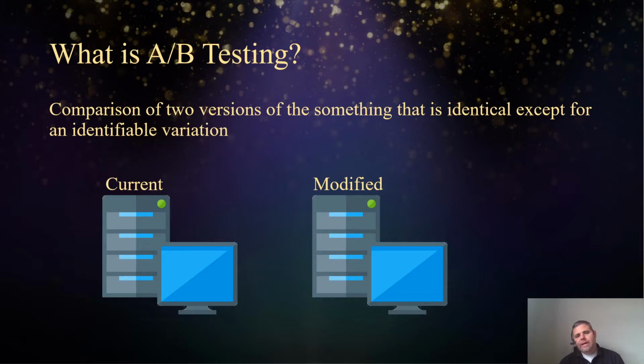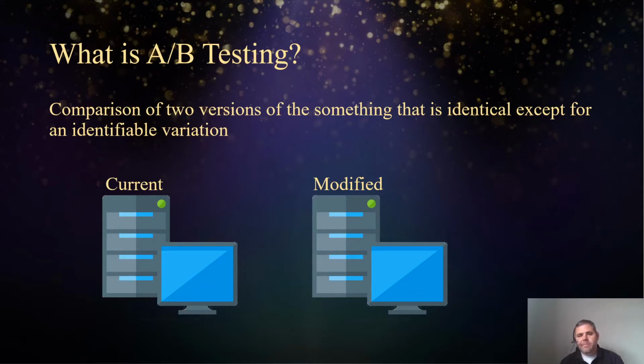What do I mean when I say A/B testing? A/B testing has been around for a really long time, and there are a lot of different ways this can be utilized. But essentially what it means is the comparison of two versions of something that is identical except for an identifiable variation.